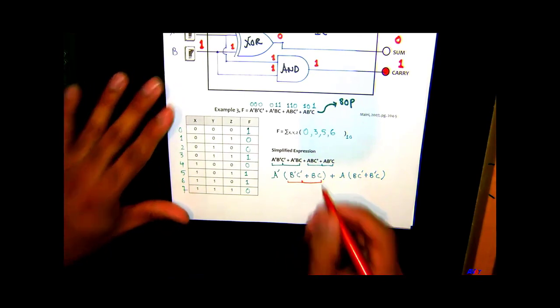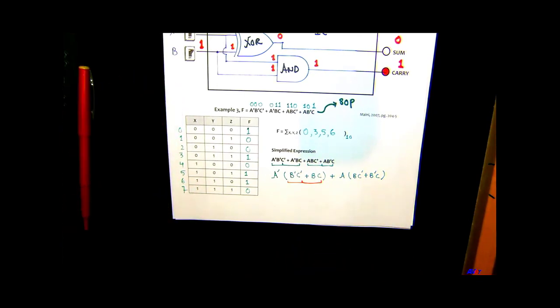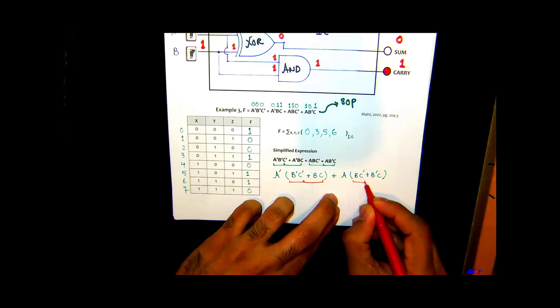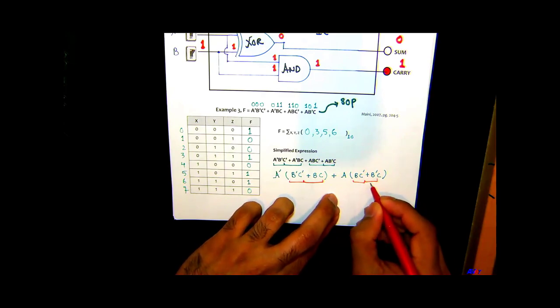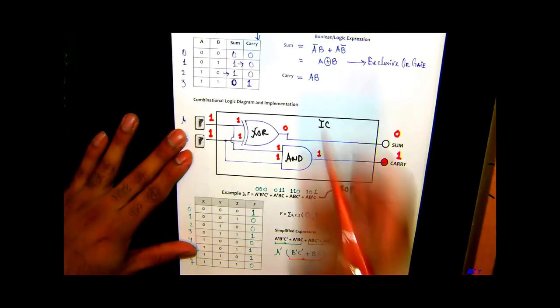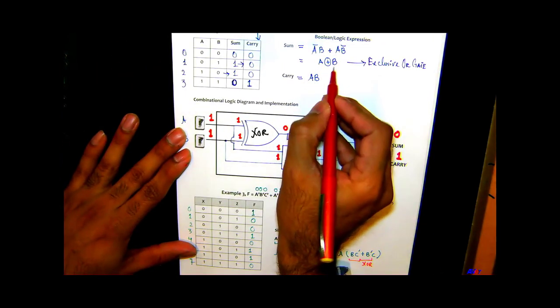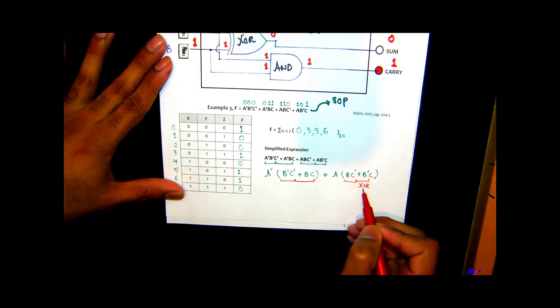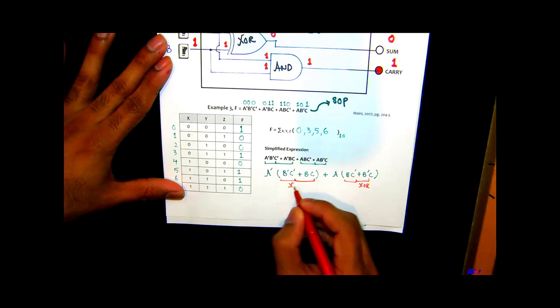What gate does this expression represent? B bar c bar plus bc. Correct, this is exclusive NOR. And you can actually look at it: a bar b plus a b bar was exclusive OR gate, right? It's just a change of variables here. bc bar plus b bar c is exclusive OR. And we just did the first example, this is exclusive NOR.